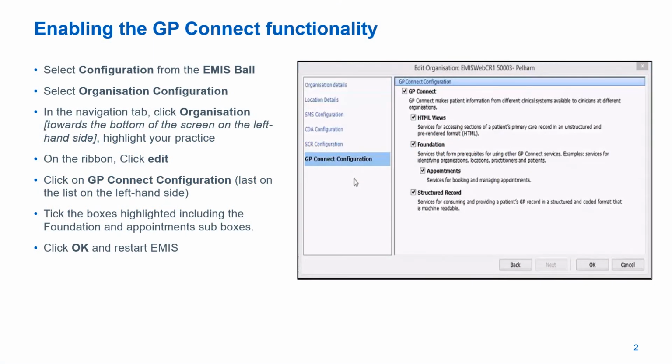First, you need to enable the functionality. Now, at the end of April 2020, EMIS centrally enabled the GP Connect functionality for all GP practices in England in line with the COPI notice and the COVID-19 response. If you do want to check this configuration, you can do so as described on screen from the organisation configuration and then GP Connect configuration options. If you are applying any changes, you will need to click OK and restart EMIS on the screen that you can see.